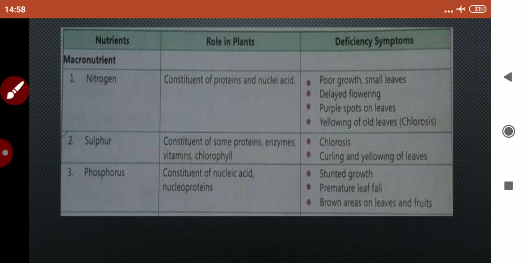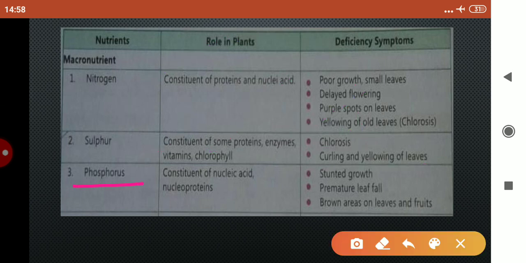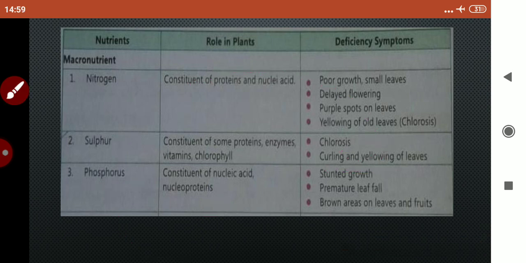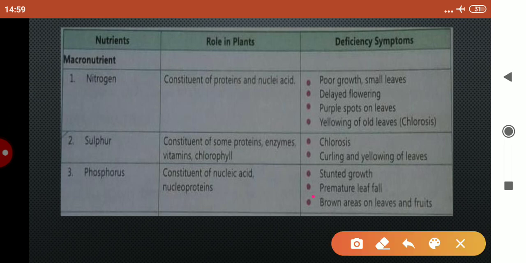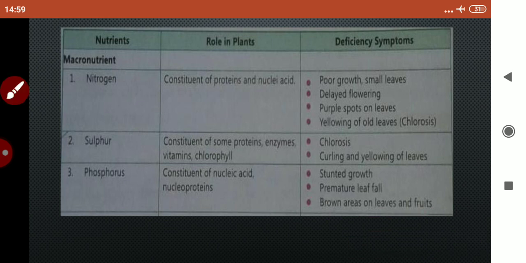The next macronutrient is phosphorus. Phosphorus is an essential constituent of nucleic acid and nucleoproteins. Nucleoproteins means nucleic acid plus proteins. The deficiency of phosphorus results in stunted growth. Stunted growth means the plant will remain dwarf, it will not grow further. And premature leaf fall. Leaf will start falling earlier, and brown areas on leaves and fruit.